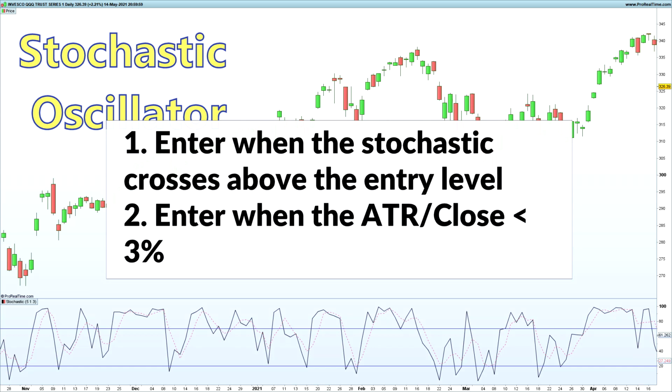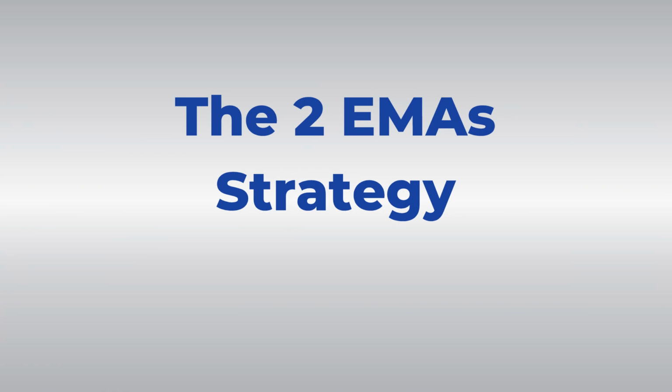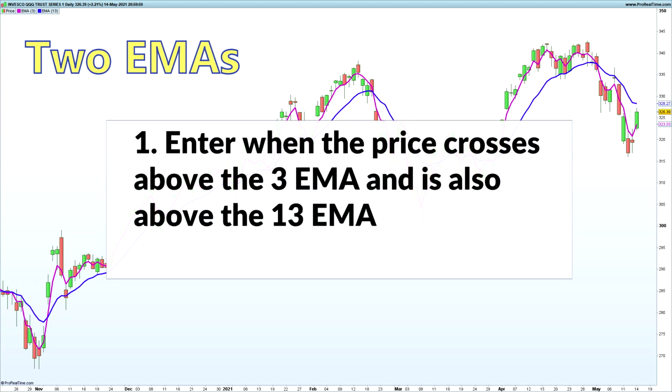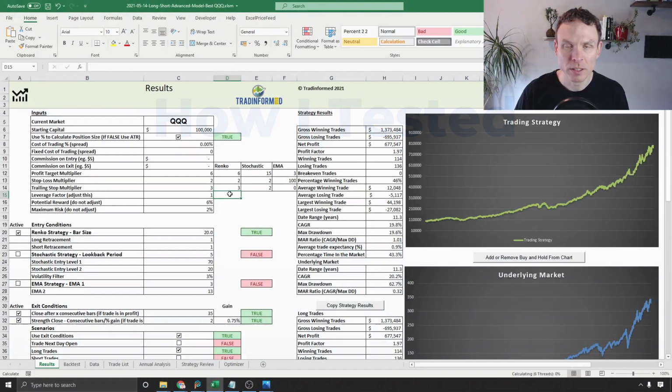And the logic for this is that we're only trading long trades, so we only want to enter when volatility is relatively low. The third strategy is the 2 EMA strategy, and this is to enter when the price crosses above the 3-period EMA, and it is also above the 13-period EMA. Next, I am going to look at how I tested the strategies and the results that I got.